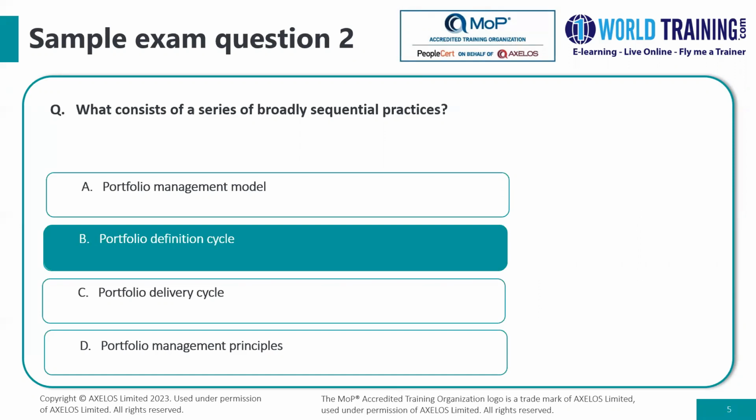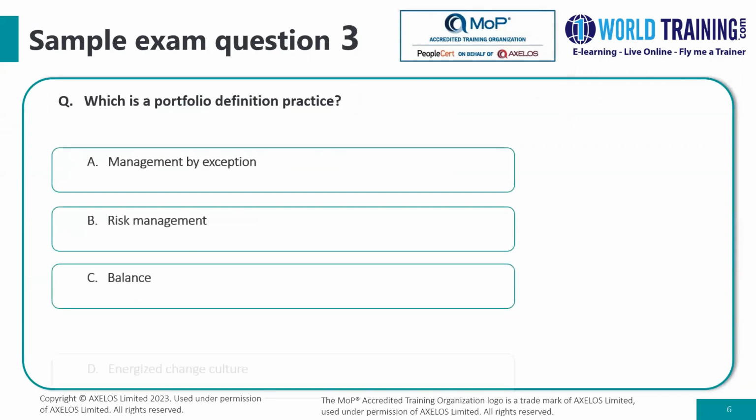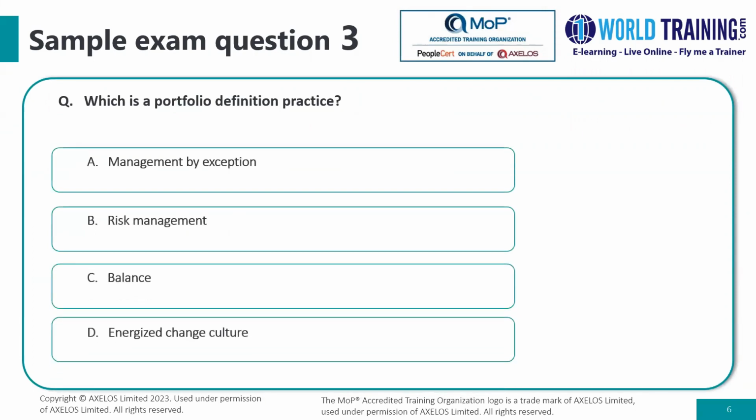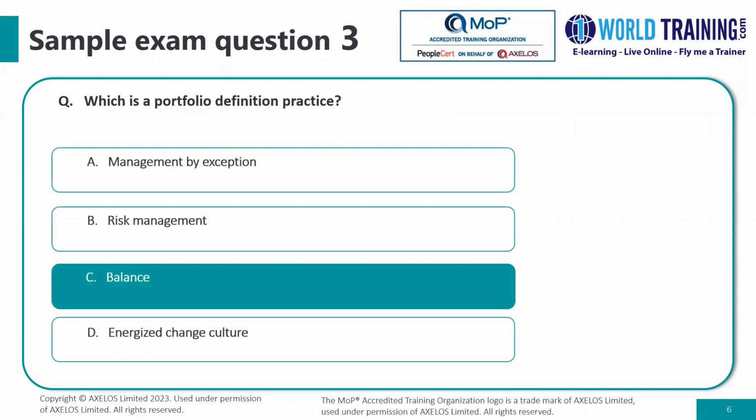Let's move on to the next one, question number 3. Which is a portfolio definition practice? The correct answer is now, management by exception is more a technique within MoP, so it's not a practice. Risk management is more a practice within the portfolio delivery cycle, and not within the definition cycle. Energized change culture within MoP is a principle. So good to remember the names because you would be tested in the exam on these fronts.